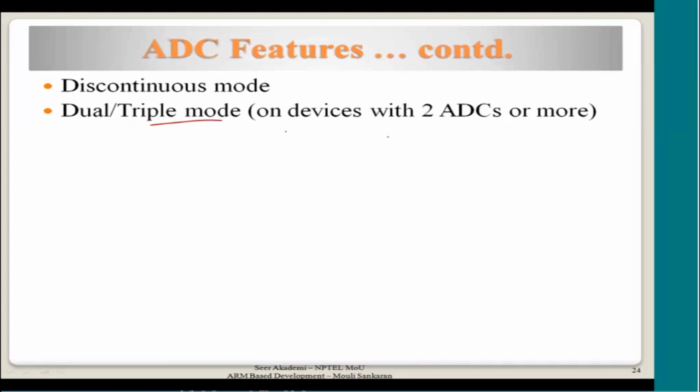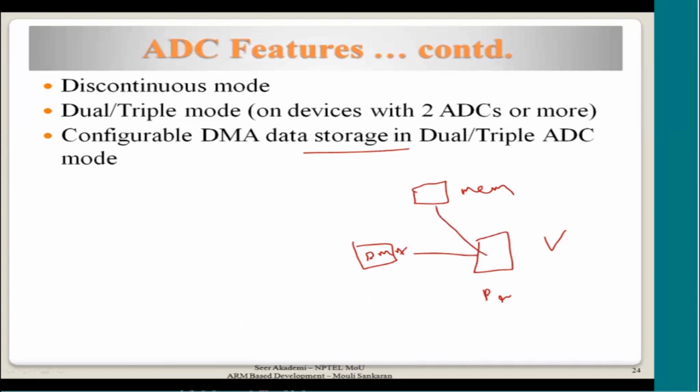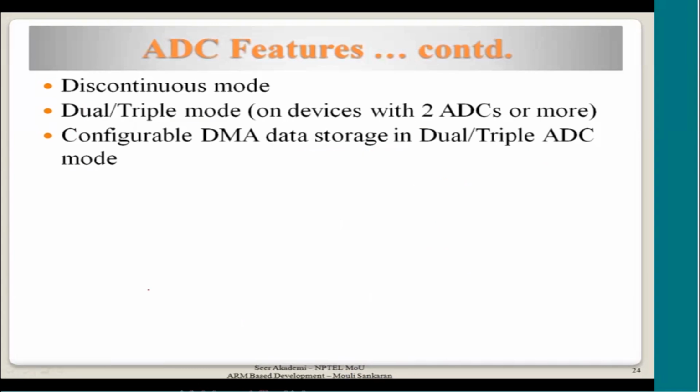So dual or triple mode, there can be multiple ADCs sampling the data. So there can be dual mode or triple mode. And another important thing is DMA storage on the ADC. So ADC is a peripheral, I said, and I told you also DMA can be connected between the peripheral and the memory, correct? So now, if the peripheral supports a DMA option, then we can do that. Most of the peripherals, normally the ADC, support that. So we can do a DMA transfer.